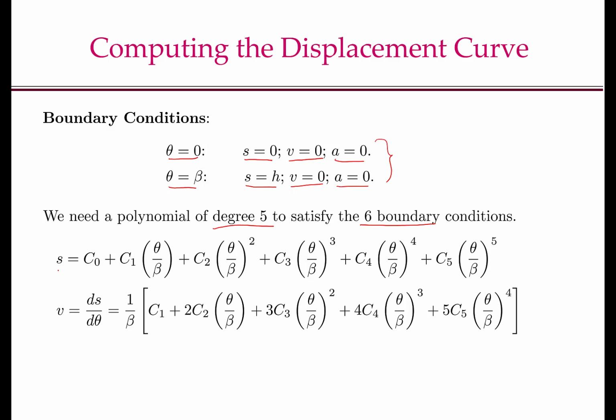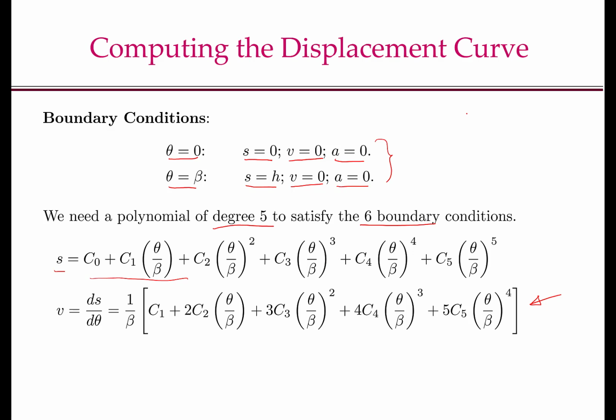Now, given the choice of the displacement curve, the velocity is given by dS d theta, and if we take the derivative of this expression here with respect to theta, then we will get the expression in here. Although this derivative is fairly straightforward, since this step is very important, I will show you how to take this derivative, and I will show it to you in a general form.